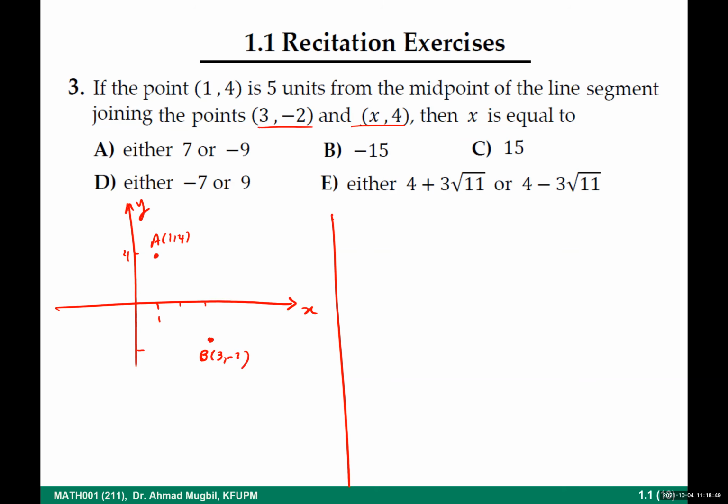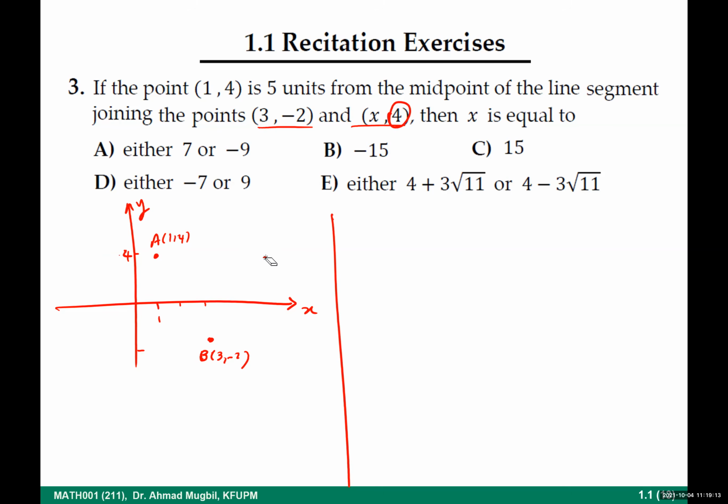The other point is what? X and whatever and 4. Where will it be? He said the point. This is 4. X is unknown, Y is 4. So it could be here, here, any place here. Something and 4. We don't know where it is exactly because I don't know what X is.